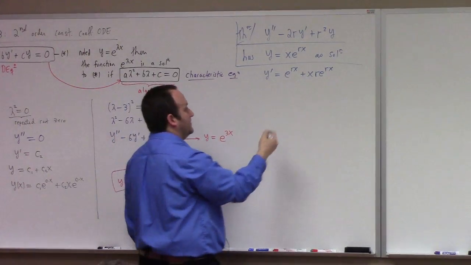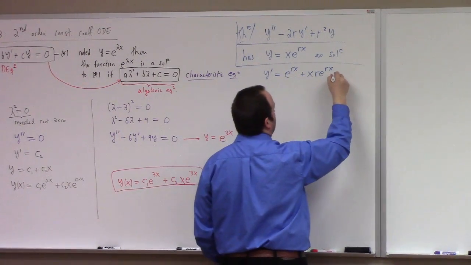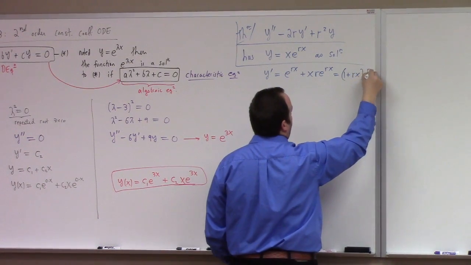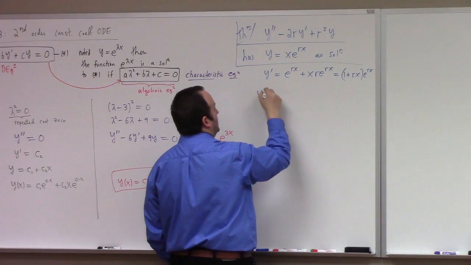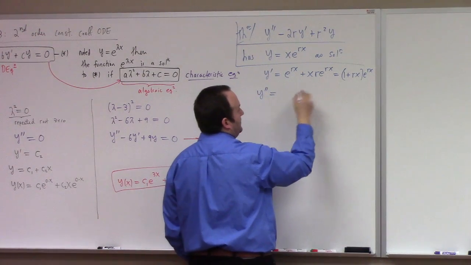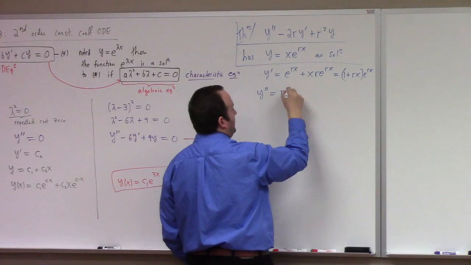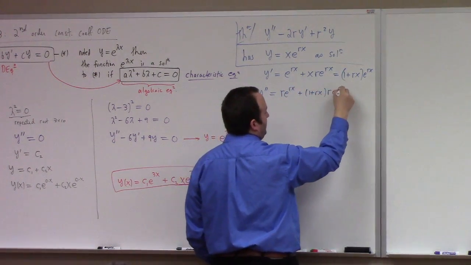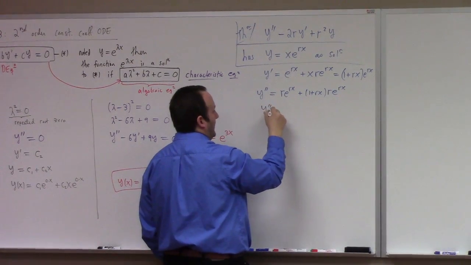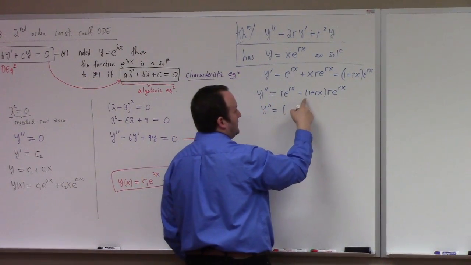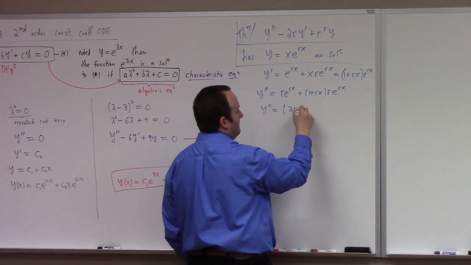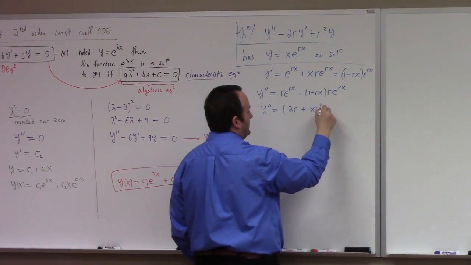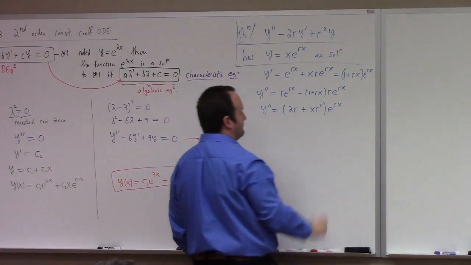And then I can clean that up a bit. That's 1 plus rx times e to the rx, right? Differentiate one more time. y prime prime is equal to r e to the rx plus 1 plus rx times r e to the rx. Clean that up. We've got ourselves 2r plus xr squared, all times e to the rx.